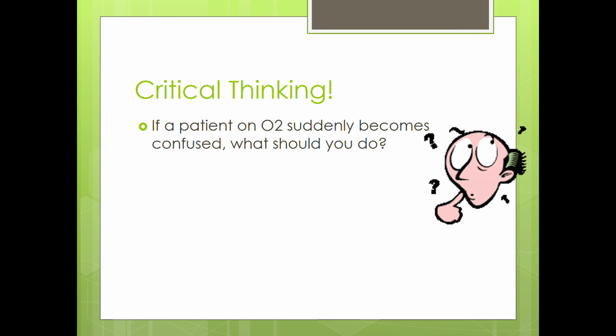Because confusion can be related to hypoxia, but confusion can also be related to things like sepsis or myocardial infarctions or urinary tract infections. So always track the oxygen back, see if it's on, and if it's not, then we start our respiratory assessment looking to see if we need to put our oxygen higher.